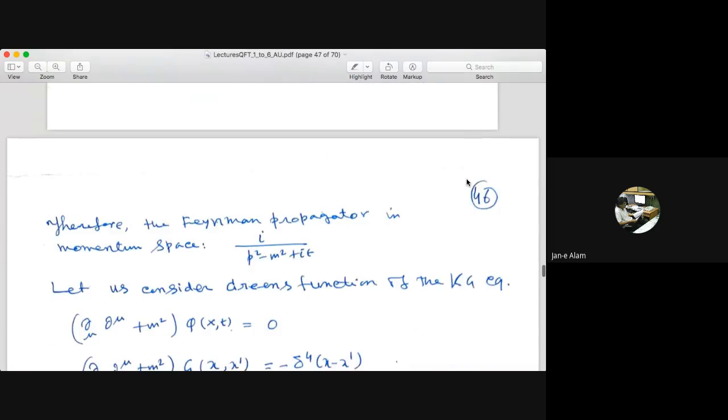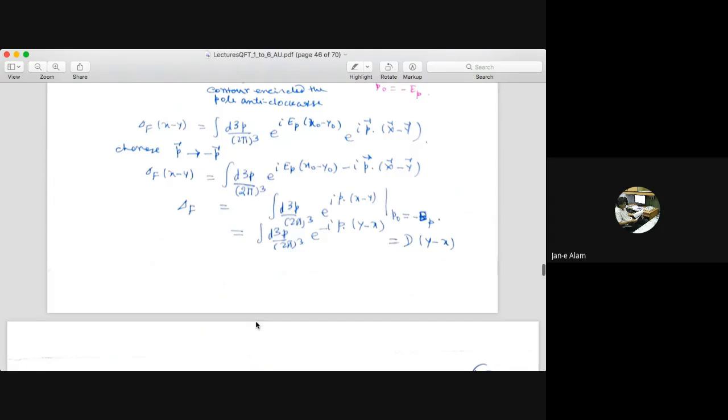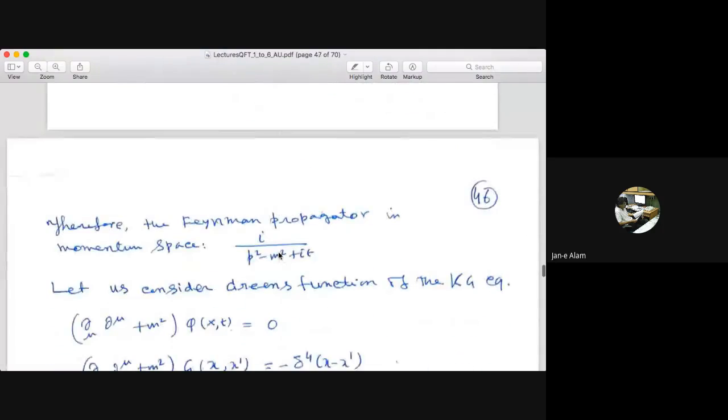So now we know that the Feynman propagator in momentum space, as I said, is simply i by p squared minus m squared plus i epsilon, because when I take this in the momentum space, I am getting back those two propagators which I calculated in the third lecture probably. One is D(x minus y) and the other is D(y minus x).